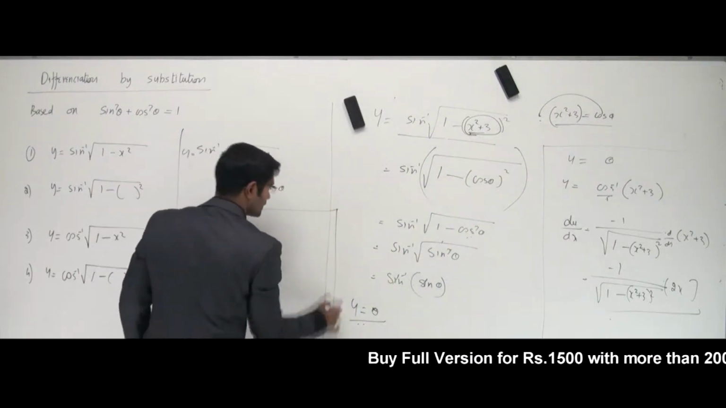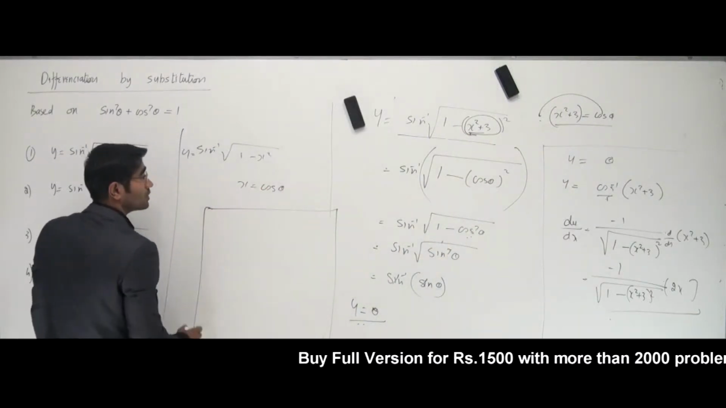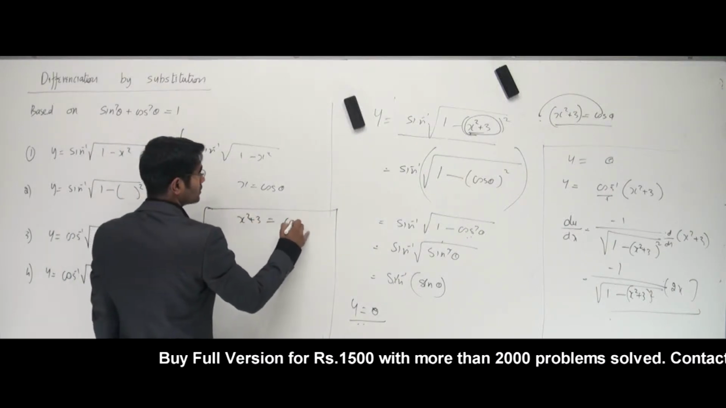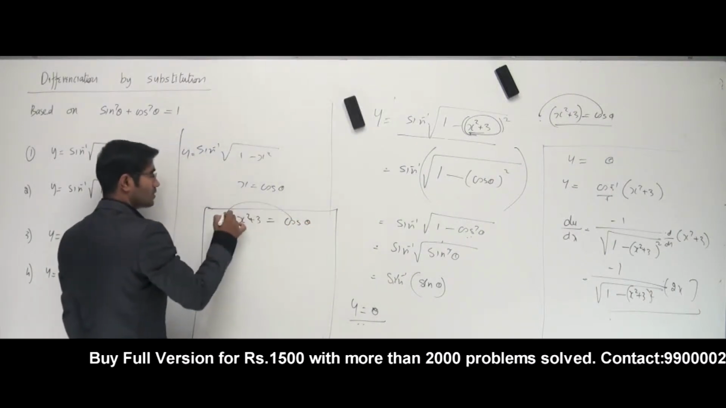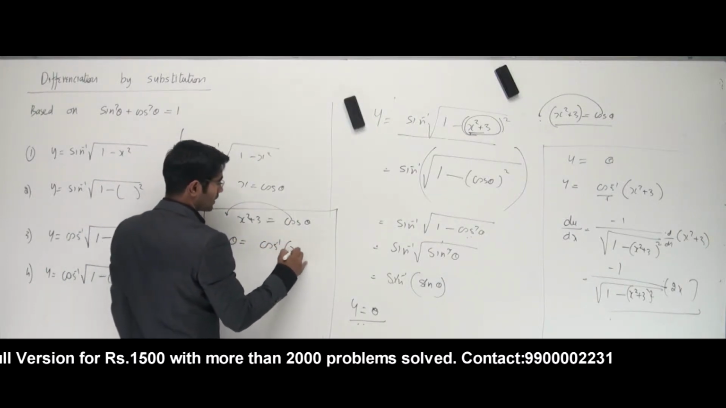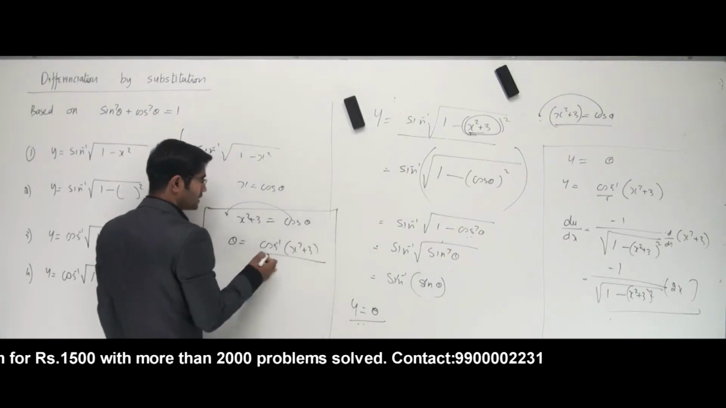See, I'll just get the problem out easily in 10 seconds time. So what am I doing? I'm taking x squared plus 3 as cos theta, and just take cos on the other side. That becomes theta is cos inverse of x squared plus 3. Differentiate this guy, that'll be your answer.